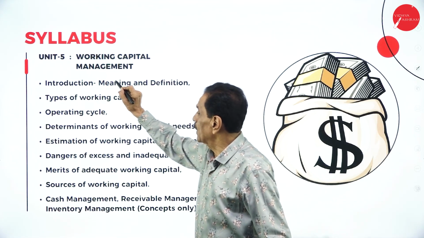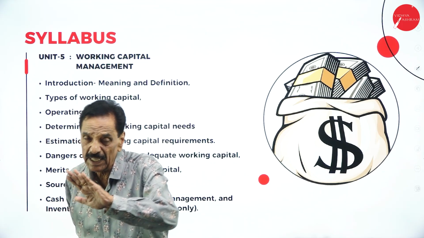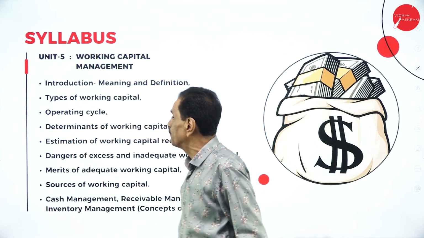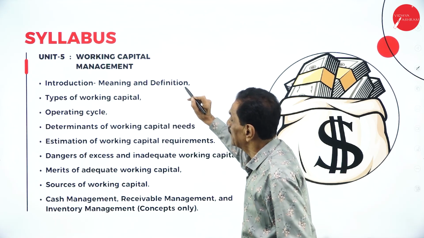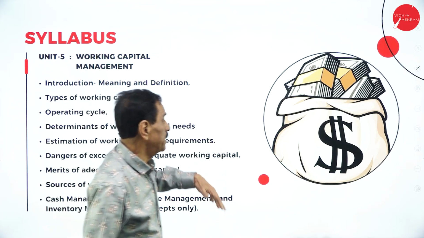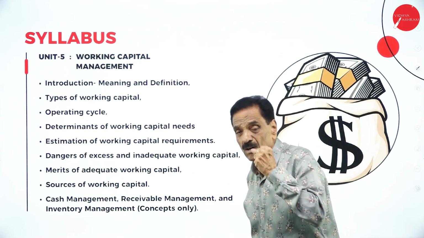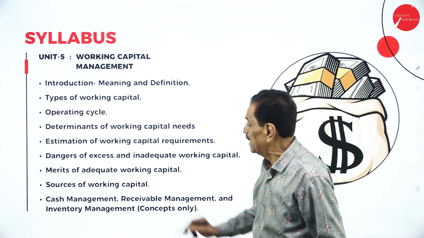Number 5, working capital management. Working capital means current asset minus current liability. Introduction, meaning and definition, types of working capital. This is what we say working capital. Then determinants of working capital. What are the requirements of the working capital?